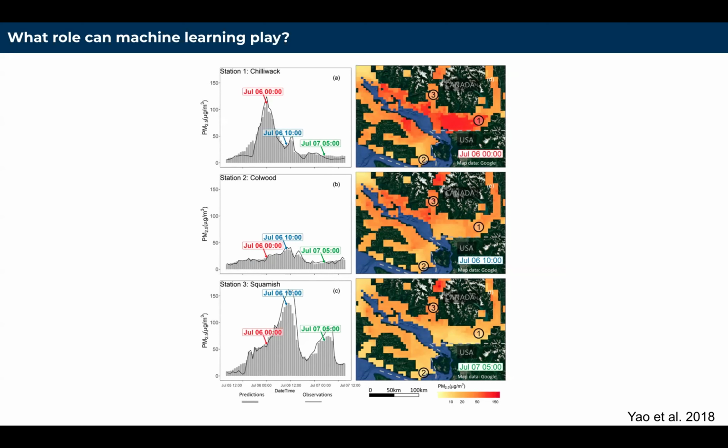So I will stop there because I know I'm very much out of time, but I really just wanted to highlight a few of the ways that machine learning approaches can help us overcome some of the spatial and temporal limitations in the wildfire smoke exposure assessment world. And I'm happy to chat or answer any questions once we get to the panel section.